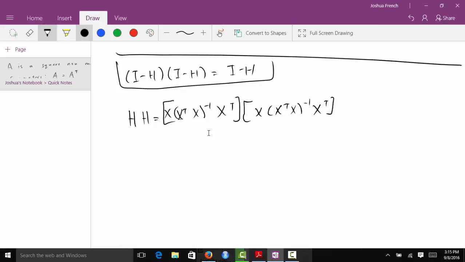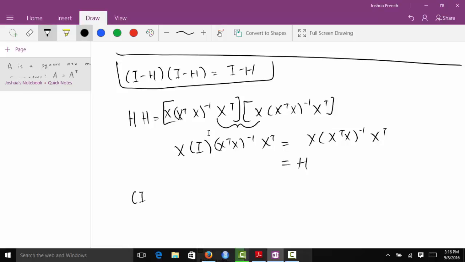And what we notice is that we have an X transpose X right there. We have an X transpose X inverse. So this becomes X times the identity matrix times X transpose X inverse times X transpose, which simplifies to X times X transpose X inverse X transpose, which is H by substitution or by definition. So we've shown that H is in fact idempotent, and this is going to be helpful to us.